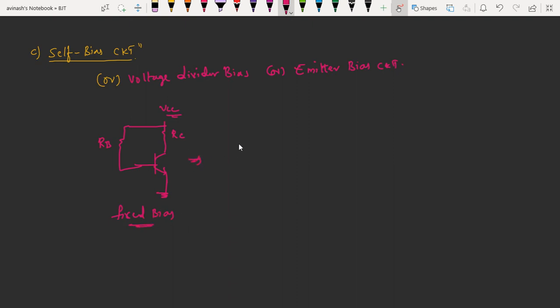Then collector to base bias means this will be the collector resistance, this will be the base resistance. The current flowing through this part will be IB plus IC. Then here the current flowing will be IC, here the current flowing will be IB, and the current flowing through this part will be IE. Okay, here it will be IB. So this is the collector to base bias.